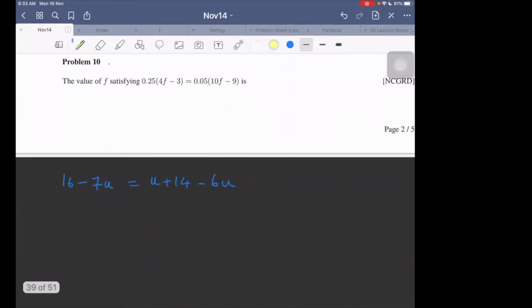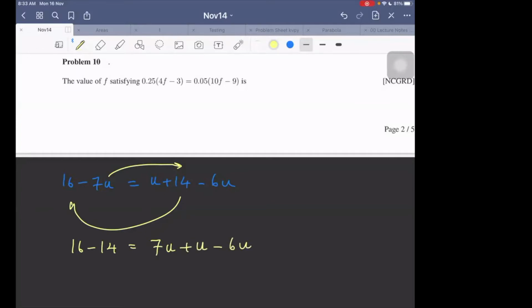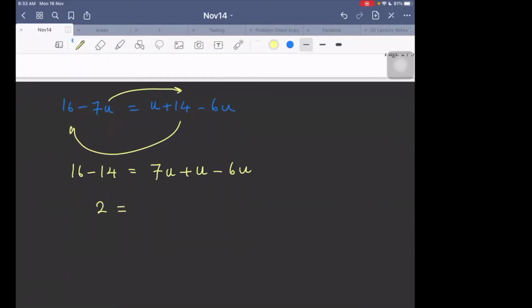So the idea is to bring every variable to one side and bring all the numbers to the other side. So I'm going to bring this 7u to the other side, take 14 to the other side. So 16 minus 14 is equal to 7u plus u minus 6u. So we have 2 is equal to 8u minus 6u, which is 2u, and u is equal to 1.